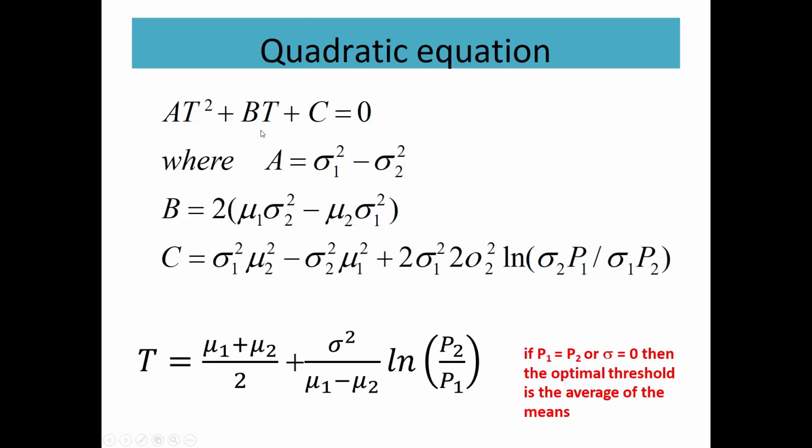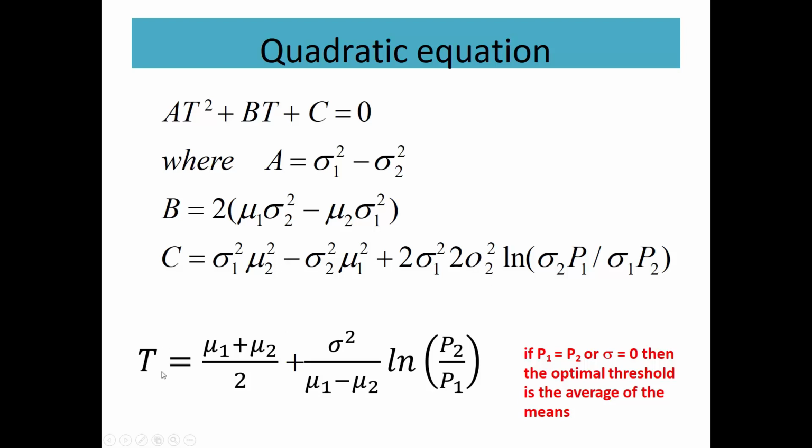So aT square plus bT plus c is equal to 0, where a is equal to sigma1 square minus sigma2 square, and b is equal to twice (mu1 sigma2 square minus mu2 sigma1 square), and c is equal to sigma1 square mu2 square minus sigma2 square mu1 square plus twice sigma1 square sigma2 square ln (sigma2 P1 divided by sigma1 P2). Here it has been written as O while it is sigma2.